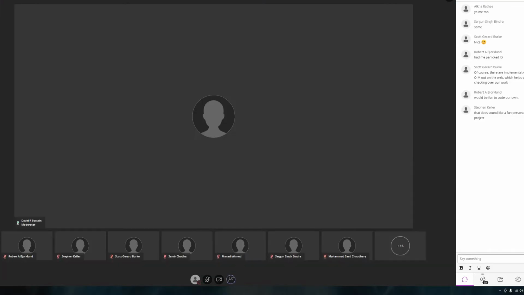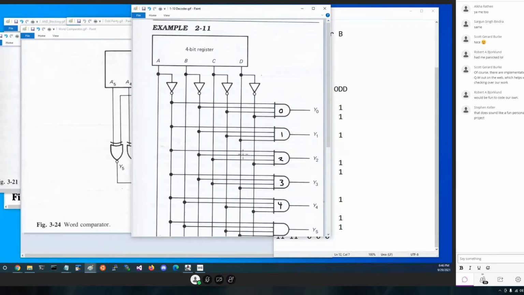Okay, I think we've covered all the digital components that I want to cover for the moment. Does anybody have any questions about any of them? The AND blocking circuit, the controlled inverter, the odd parity generator, the word comparator, or the 1 to 10 decoder?